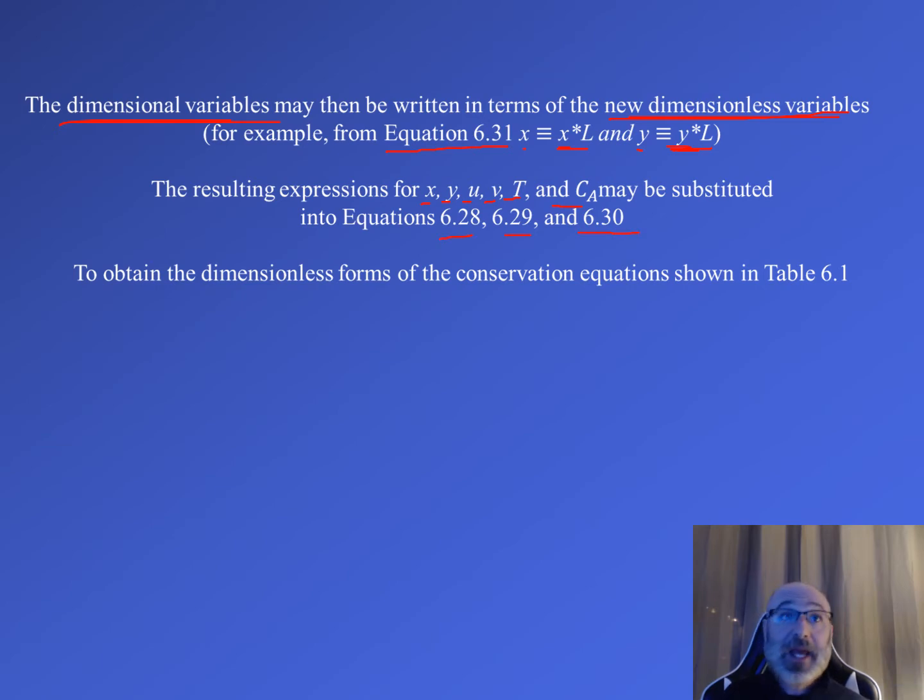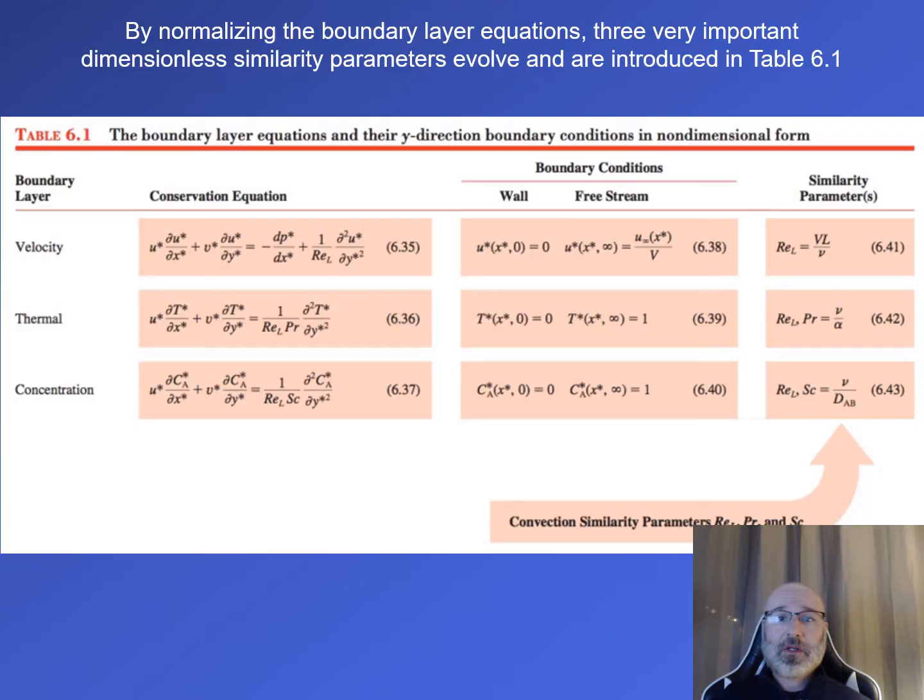Now, in order to obtain these dimensionless forms of the conservation equations, we can go to our table 6.1. By normalizing our boundary layer equations, three very important dimensionless similarity parameters are going to evolve. We're going to introduce these in table 6.1 shown below. In our table 6.1 from our textbook, these are the boundary layer equations and their y direction boundary conditions in non-dimensional form.